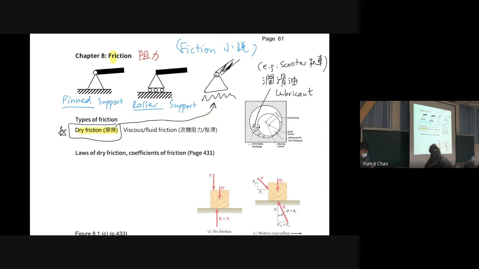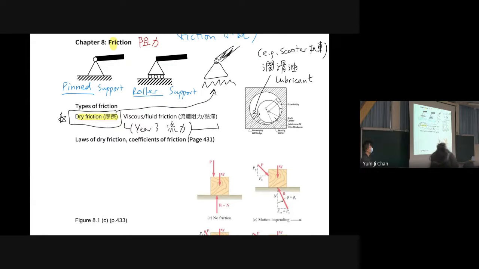And this one will be talked about in year 3 fluid mechanics. In this course, we are talking about dry friction. We will talk about a simplified or simple version of dry friction here.